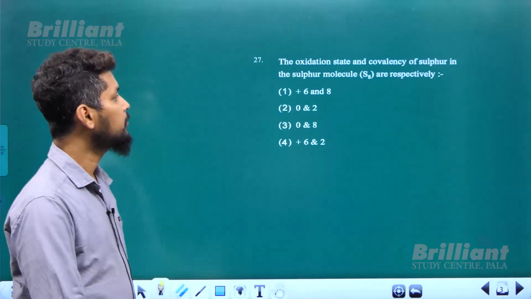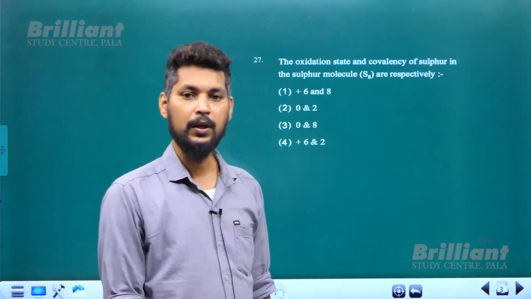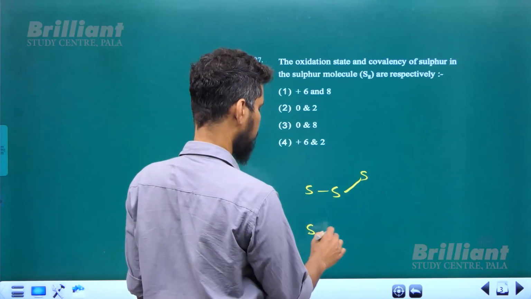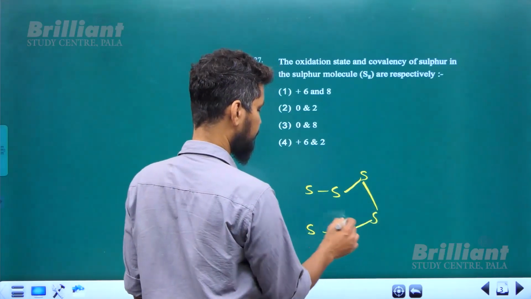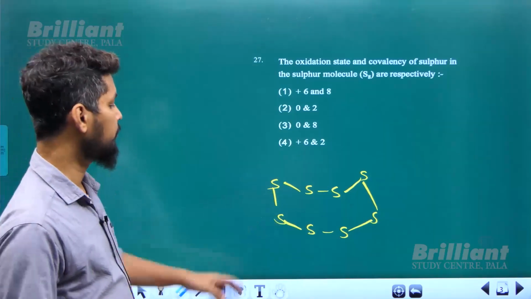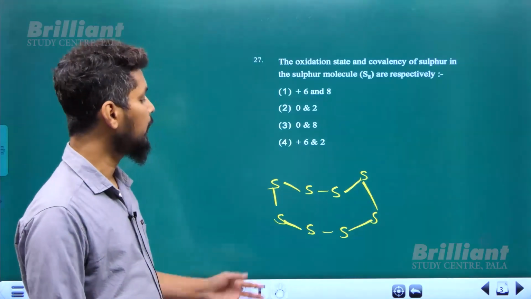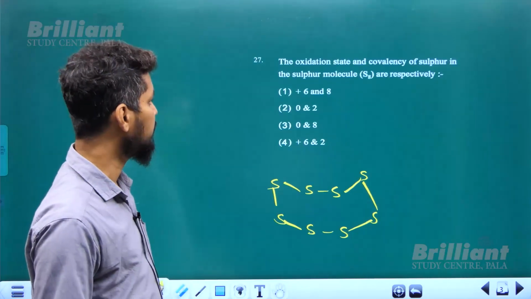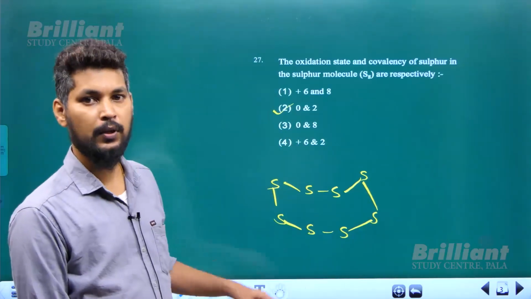Next question. The oxidation state and covalency of sulfur in the sulfur molecule S8 are respectively? Basically S8 consists of sulfur-sulfur bonds only. When a sulfur is bonding to sulfur, its charge will be 0. And covalency, the number of bonds formed, is 2 only. So the covalency will be 2 and the oxidation state will be 0. The oxidation state and covalency of sulfur will be 0 and 2. So the correct answer is option 2.